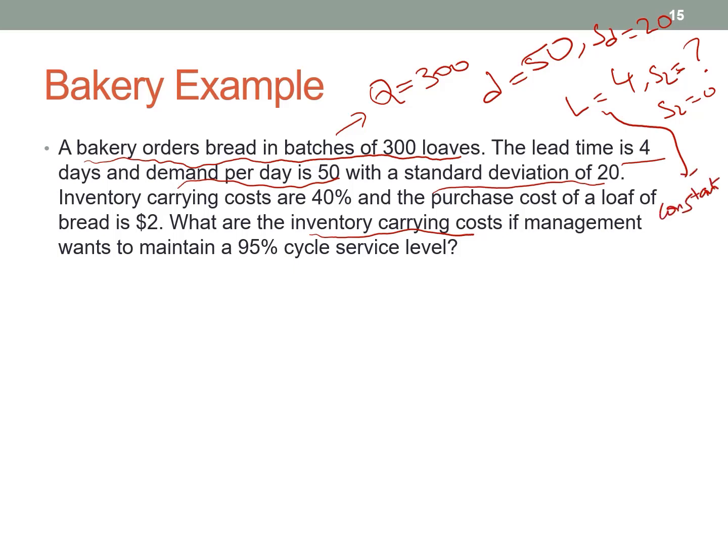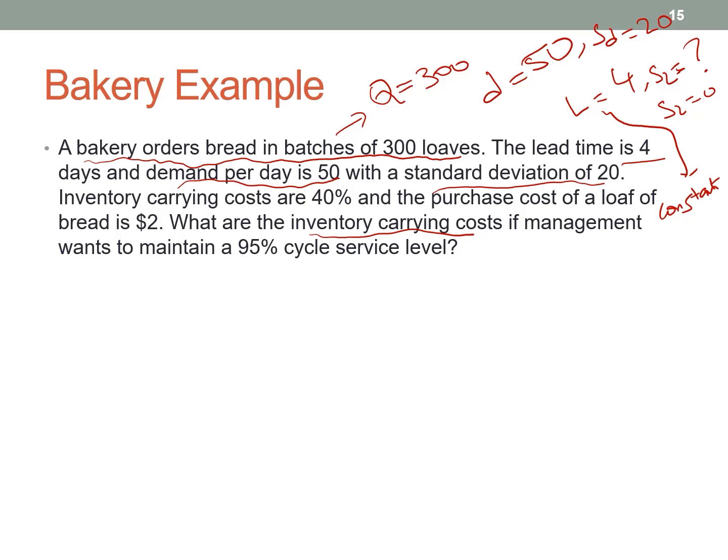So whenever the question does not give you standard deviation for lead time or for demand, we assume that the lead time or demand is constant. That's the way the question is indicating to you that this quantity is a constant, so there's no standard deviation associated with it. Because remember we said if something is constant, then there's no standard deviation for it.